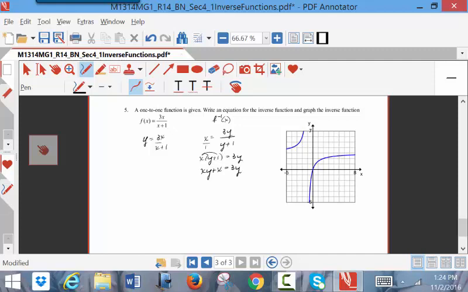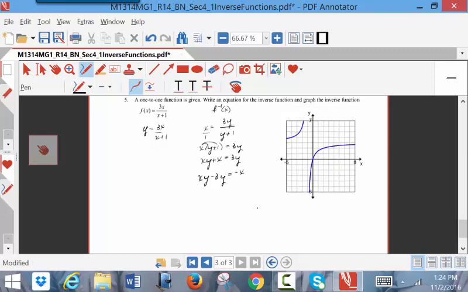Now remember, your goal is for it to say y equals, because this is your f inverse of x. So now I need to get all the y's on the left side and the things that are not y's on the right. So I need to move the 3y to the left by subtracting it, and the x to the right by subtracting it. So I have the y variable on the left side of this equation. Now to get y alone, you're going to factor very simply. Y is like your GCF, leaving behind an x minus 3.